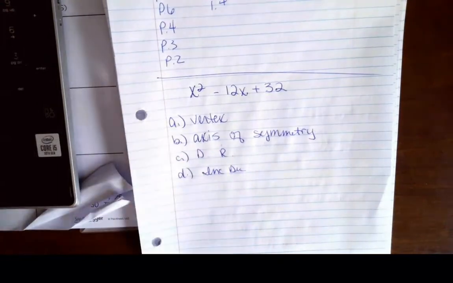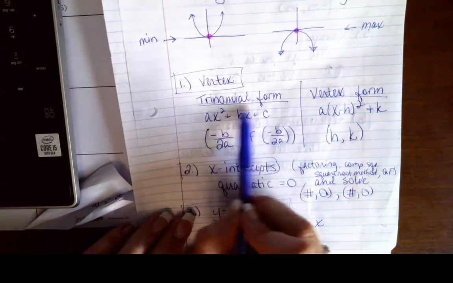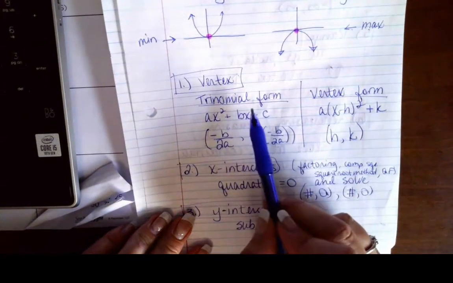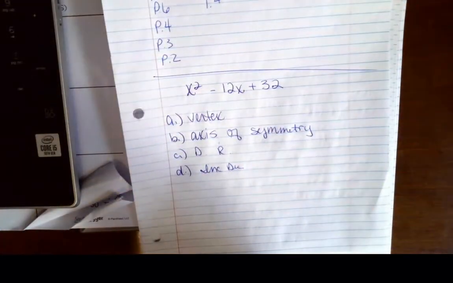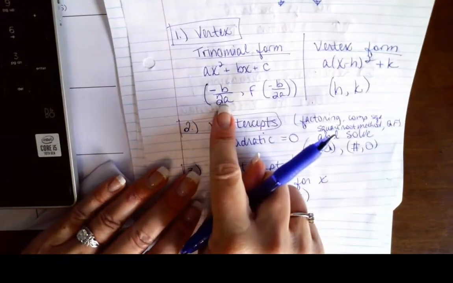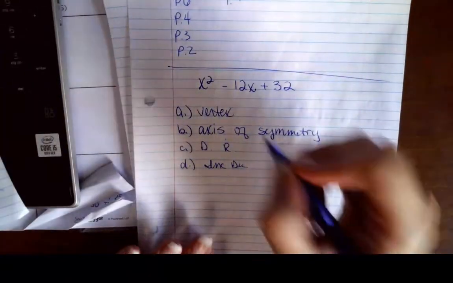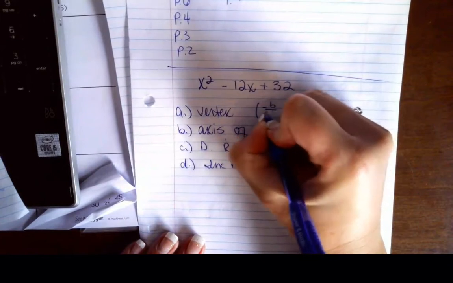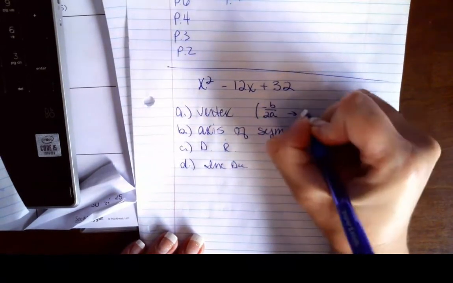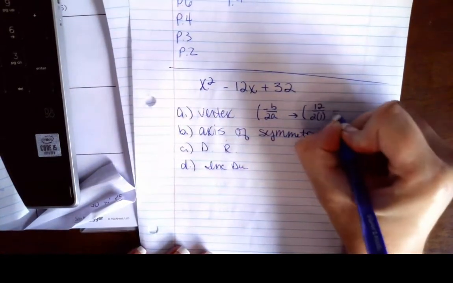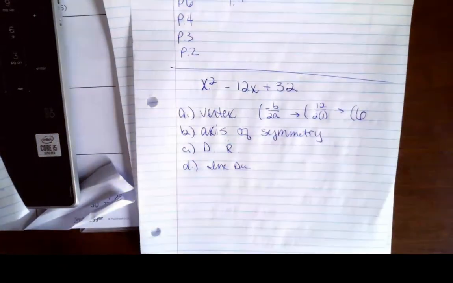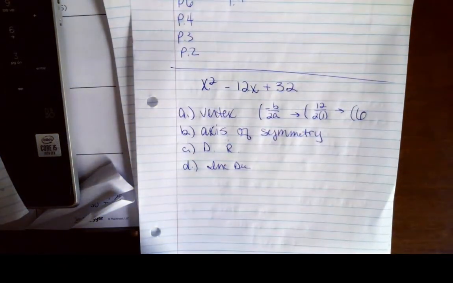All right, so looking at this example right here, the first thing I want to know is, what is my vertex? So going back to my little notes over here, is this in trinomial form or is this in vertex form? Well, we're in trinomial form. I've got terms being added and subtracted together and no chunk being squared. So what's my formula? Negative b over 2a. So my vertex is going to be negative negative 12, which is 12, over 2 times 1, which is going to be 6.